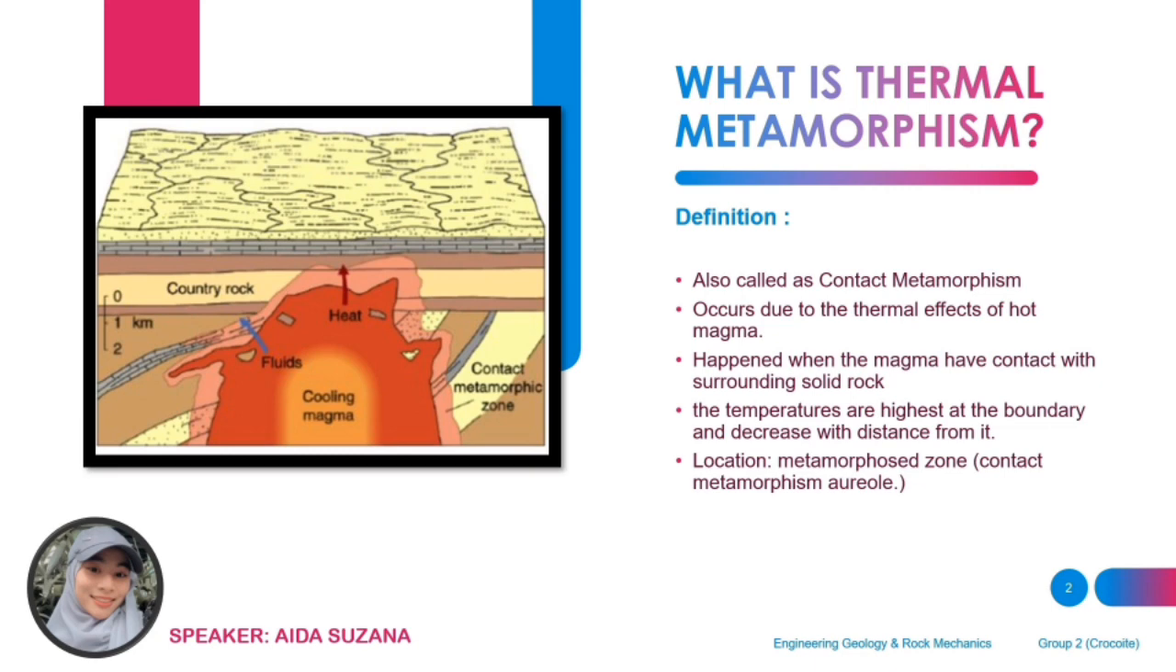Around the igneous rock that formed from the cooling magma is a metamorphosed zone called a contact metamorphism area. Contact metamorphism is usually restricted to relatively shallow depth in the earth because it is only at shallow depth where there will be a large contrast in temperature between the intruding magma and the surrounding country rock.